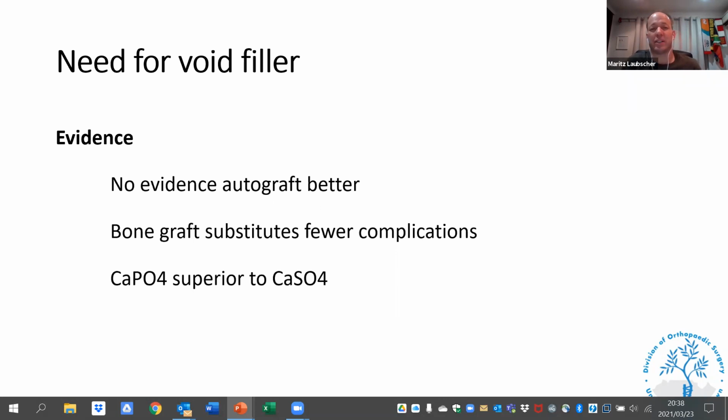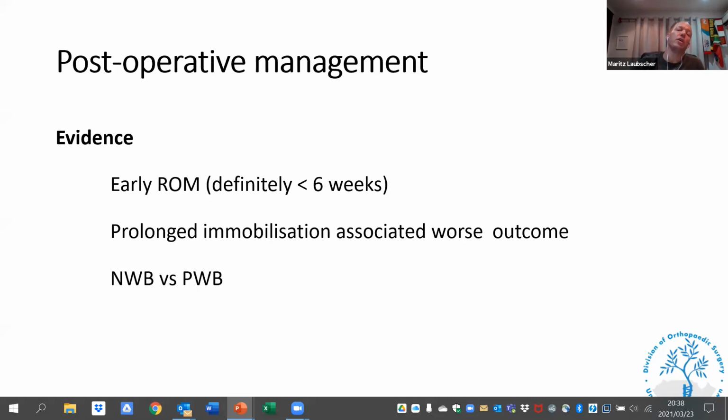In most places, if you look at developing world or first world literature, you'll see that they always talk about injectable void fillers. This is not because it's superior to allograft. The two are the same. This is just because synthetic grafts in the rest of the world are much cheaper than allograft and more readily available. We just have a lot of dead people in South Africa. So here, allograft is cheaper than synthetic graft. Post-op management, early range of motion for sure.